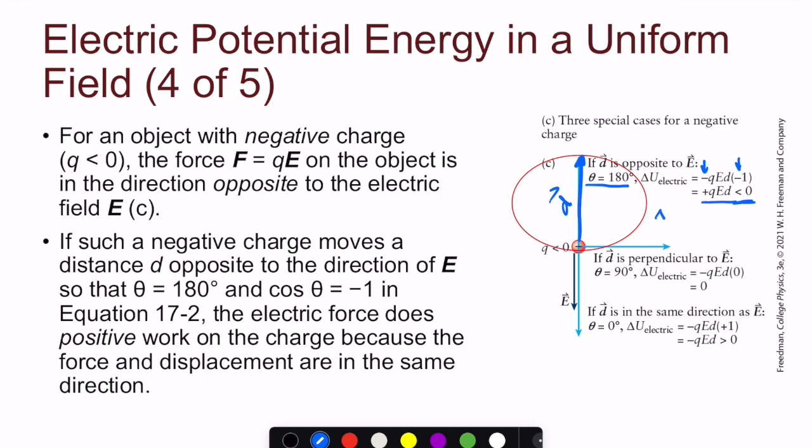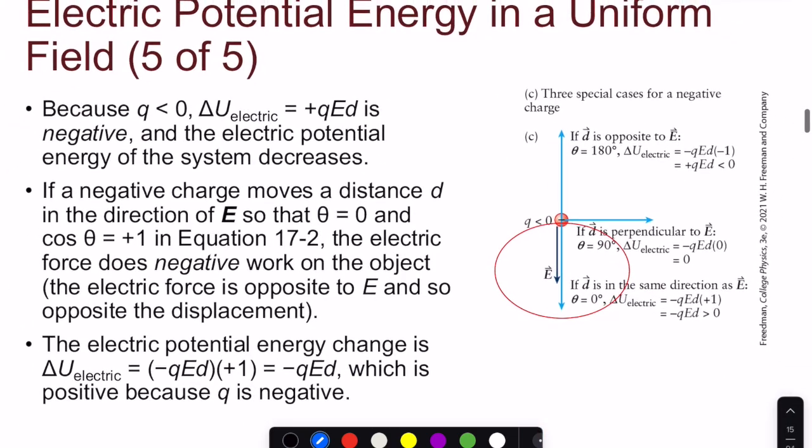And so if delta U is less than 0 and work is equal to negative delta U, then the work done is going to be positive, right? Because this is negative, and then that's going to cancel with the minus sign in the definition. So we get a positive work done in this case.